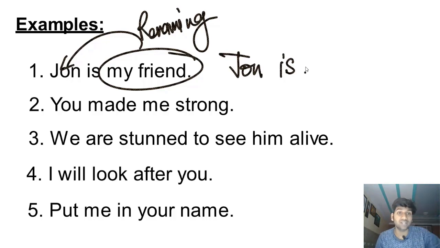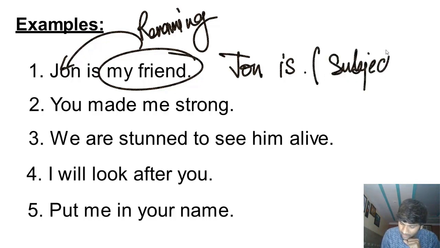John is what? My friend. So my friend is a noun phrase that is working as the subject complement because it's giving information about the subject. It's giving a new name to the subject, right? It's completing the meaning of the subject. Second example. So we here have a subject complement. Let's just call it comp.